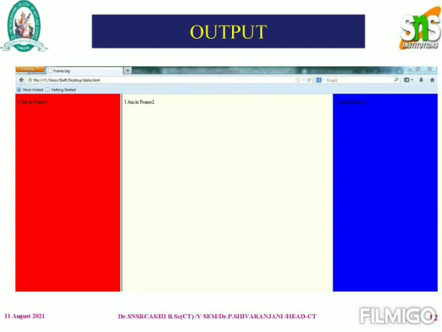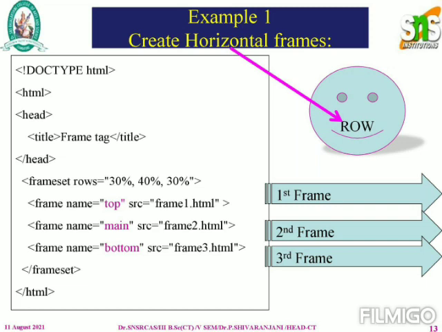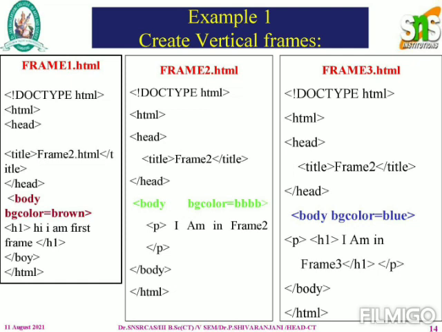So the next one is to create a horizontal frameset. That is, horizontal refers to rows. Here the only thing you have to do is inside your frameset, you have to mention rows is equal to, then you can split up the window. In this example, I have split the particular window 100% into three parts: one is 30, another is 40 and another is 30. So the 100% has been split into three parts. Similarly, I have named the first frame as top, the second frame as main, and the third frame as bottom, and the corresponding page has been described.